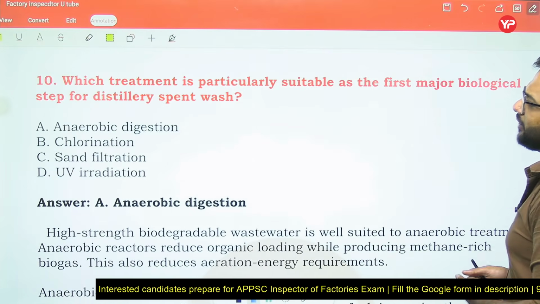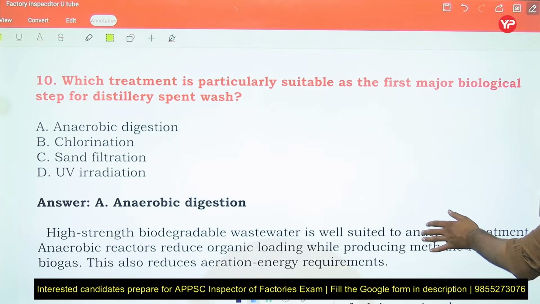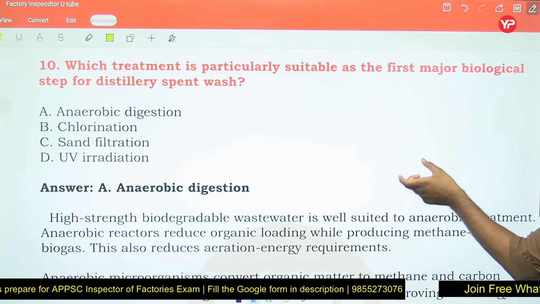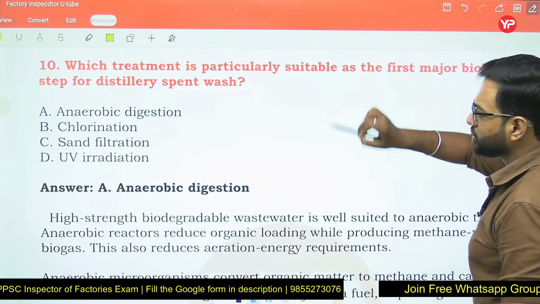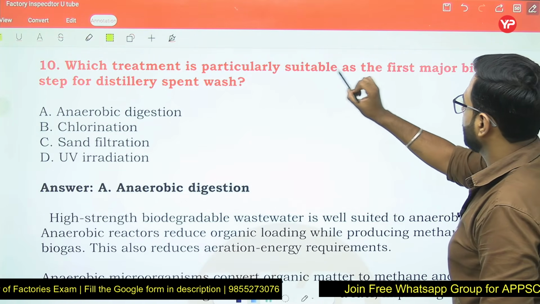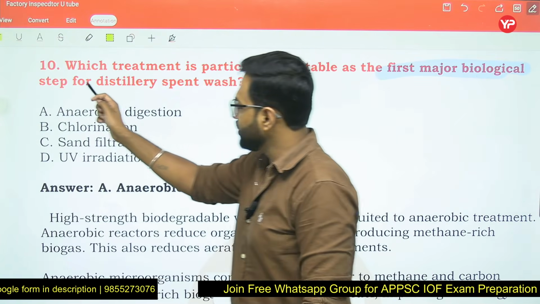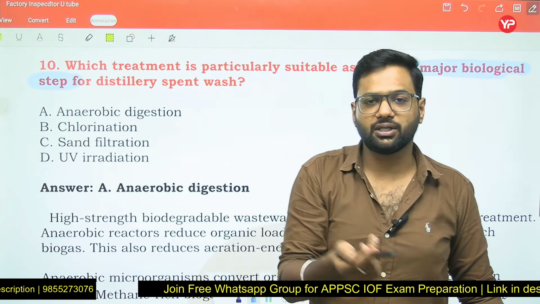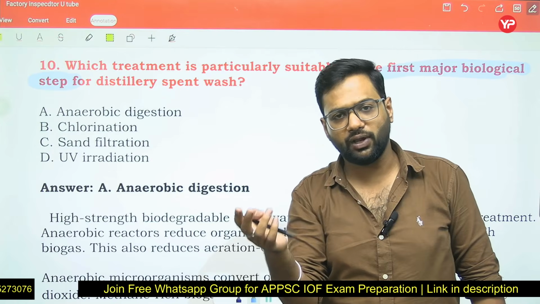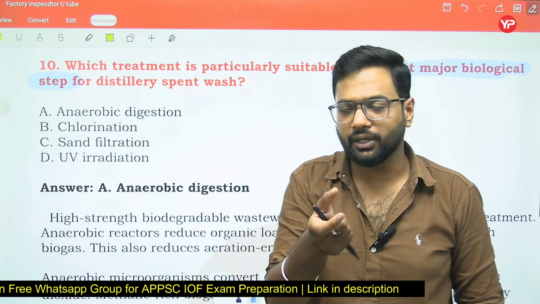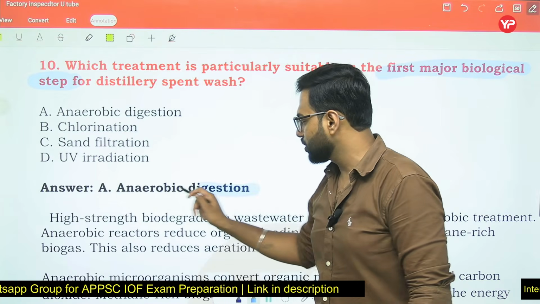Now question number 10, friends: which treatment is particularly suitable as the first major biological step for distillery spent wash? Initially, biological decomposition is carried out, either aerobic or anaerobic. Initially we do the decomposition anaerobically.